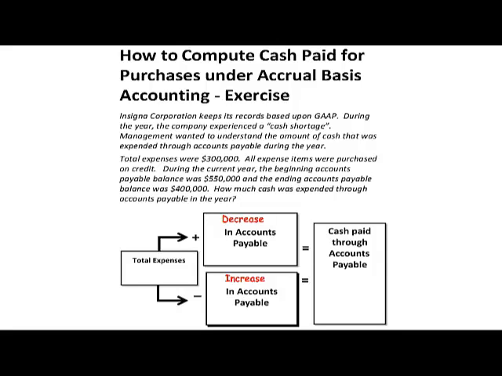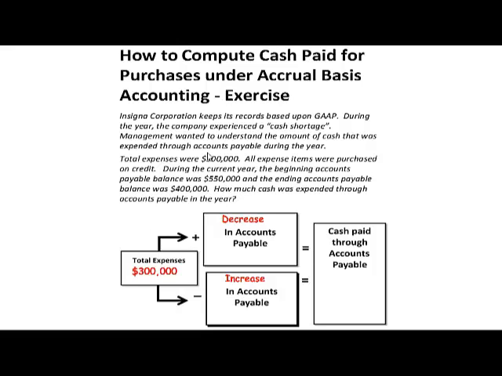Now, the total expenses for the company were $300,000, and we know that all expense items were purchased on credit. In other words, all the expense items flowed through accounts payable. During the year, the beginning accounts payable balance was $550,000 and the ending balance was $400,000. So the question is, how much cash was expended through accounts payable, or how much cash outflowed through accounts payable? So again, we need to pick the right information.